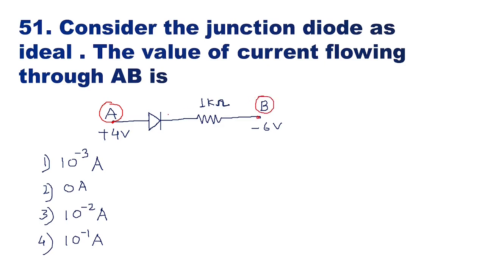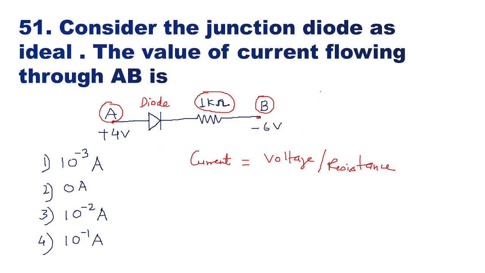So between these 2 points we have a diode and a resistor of 1 kilo ohm. Now to find the current, our basic formula will be current is equal to voltage upon resistance. Now, what is the voltage between these 2 points? So we have to find the difference of potential between these 2 points.